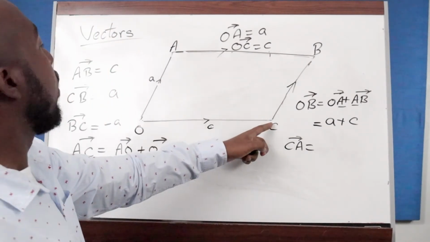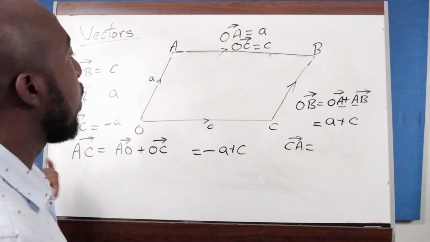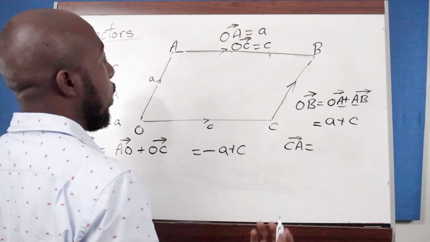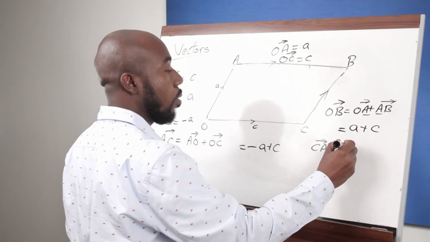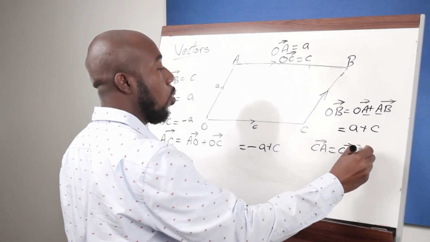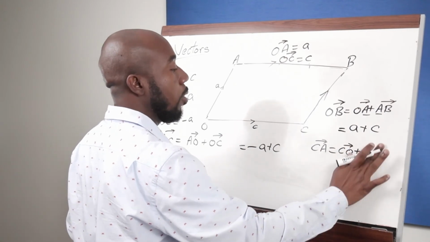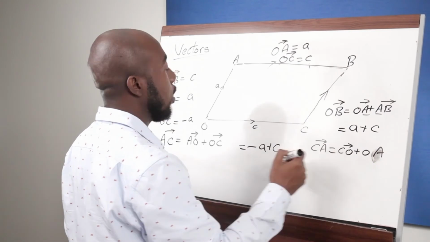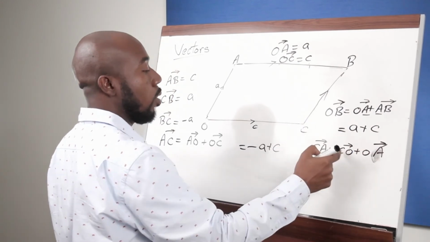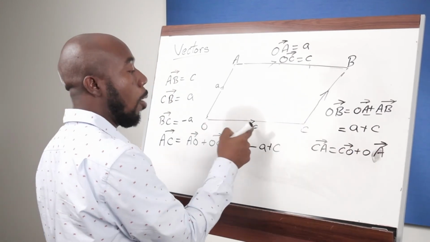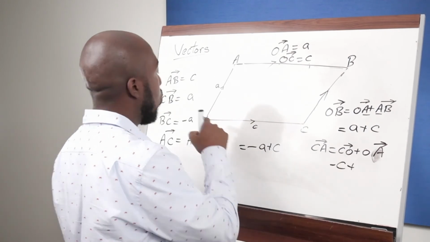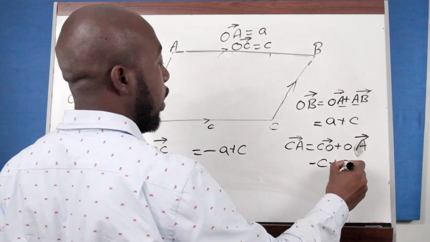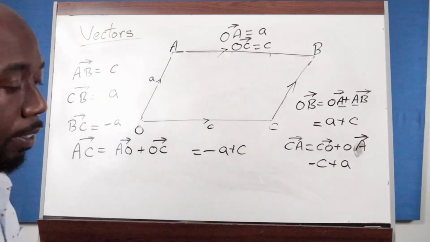And the last one, which is CA. So we're at C, and we want to get to A. We could do it either way. We can get from C to O, and then O to A. C to O is going in the opposite direction of the vector. So it becomes negative C plus O to A is the correct direction, which is A. And that's your answer.